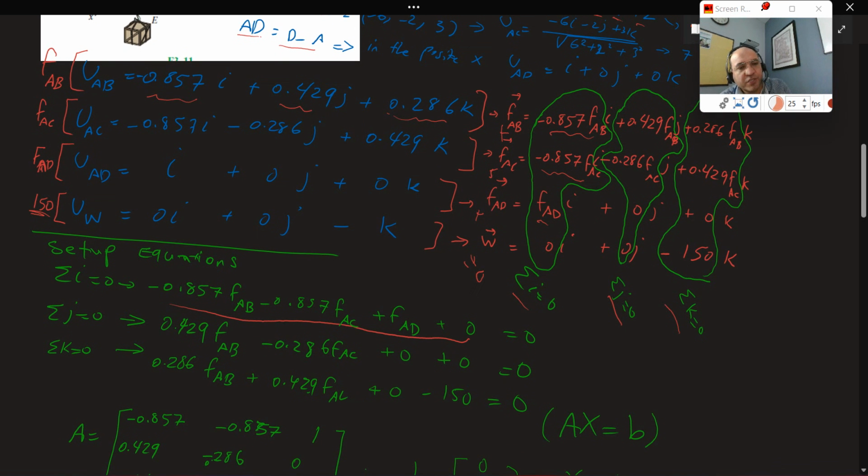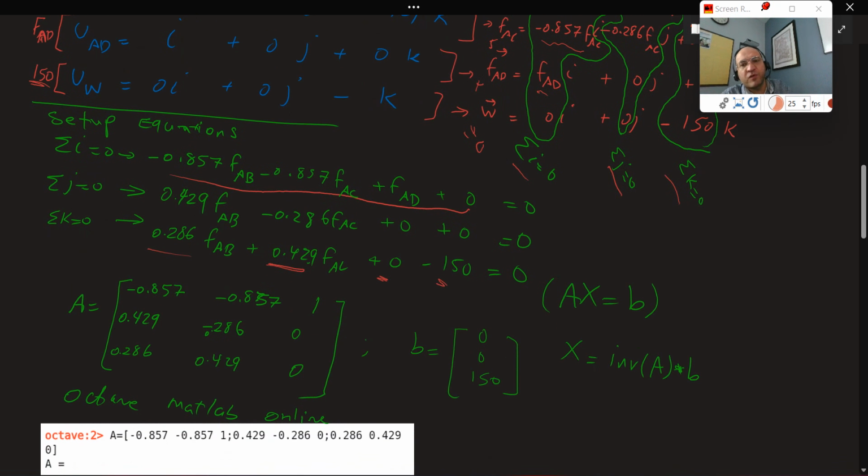The third equation is 0.286 and then 0.429 for FAC minus 150 for the W. Now you can see we have a setup of 3 equations and 3 unknowns. We can solve them manually, or we can use Octave Online and MATLAB. That's what we did for the other experiments.